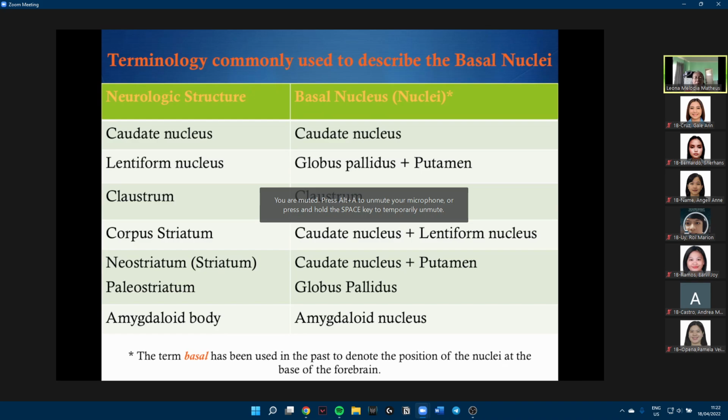Now, again, we just like to point out the term basal. Why is it called basal nuclei? Because as you saw in the pictures, these nuclear bodies are located at the base of the forebrain, or actually they are located subcortical, below the cerebral cortex. Okay? So these are the things related to your basal nuclei.